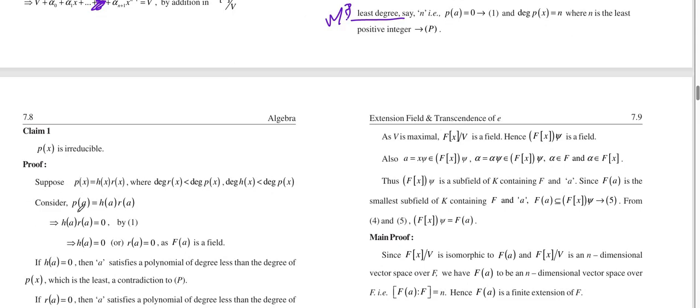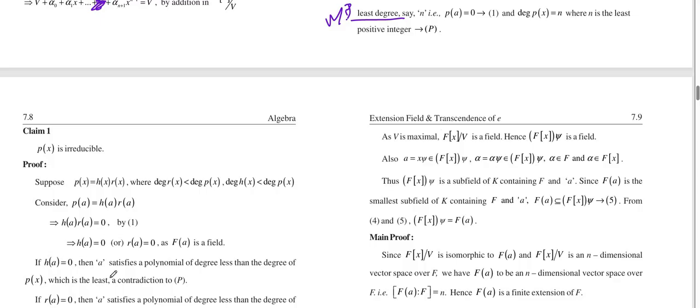Now p of a is 0. You can apply psi on both sides. So it is p of a equals h of a into r of a. And p of a being 0, you have this to be true. So this in turn implies h of a is 0 or r of a is 0. That is because F(a) is a field. Every field is an integral domain, so you have this.